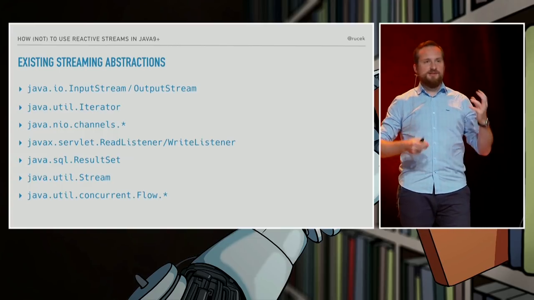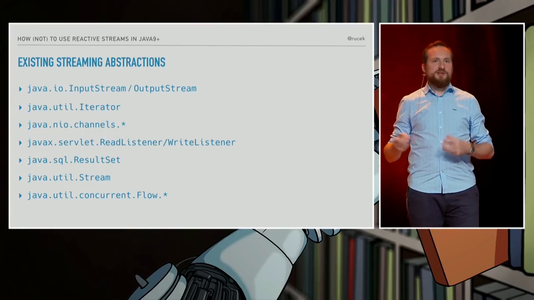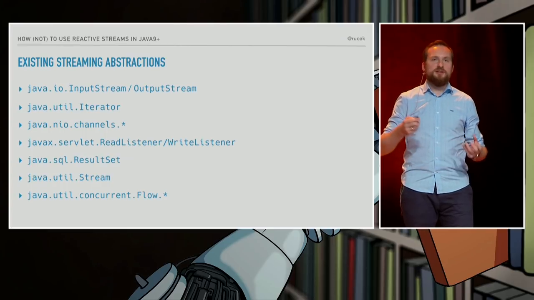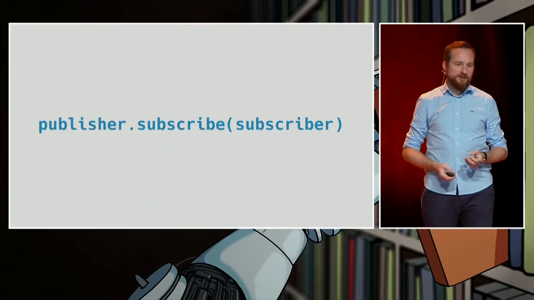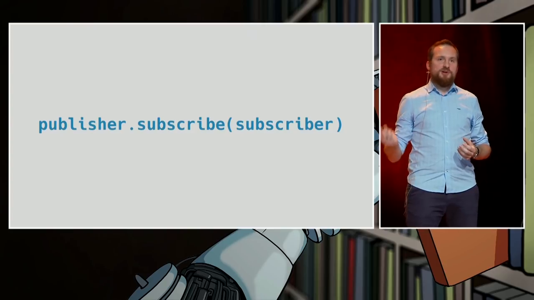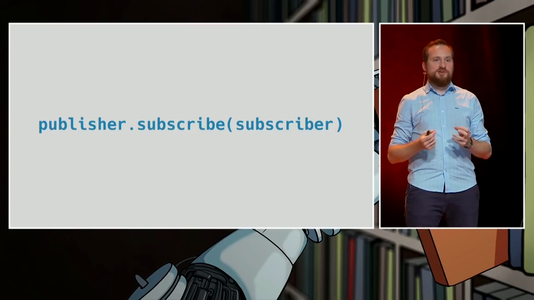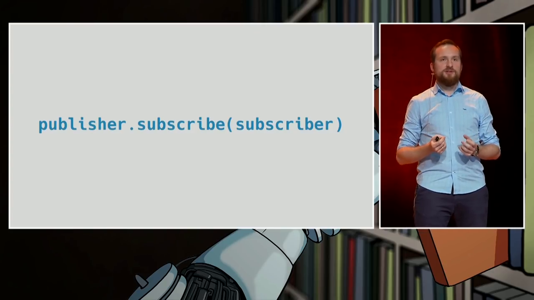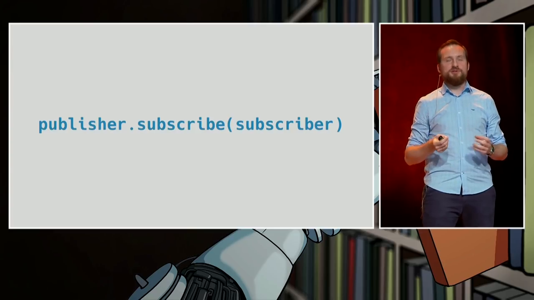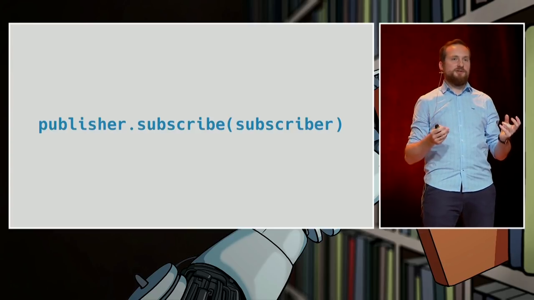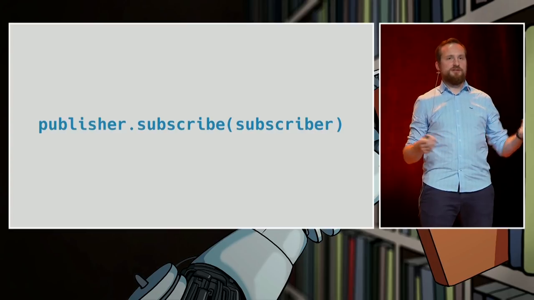Now, the problem is that all of these abstractions expose a different API, and it's really, really hard to connect them together. And if you think about how a publisher connects to a subscriber with a single subscribe method, this is not what you can do yet. So you are not able to read files and transfer data between files or between a file and a database, for example.